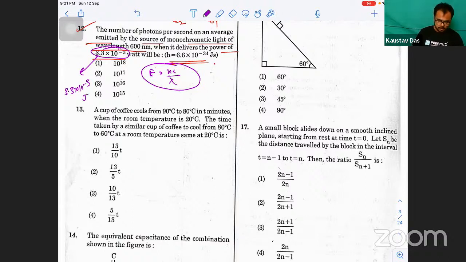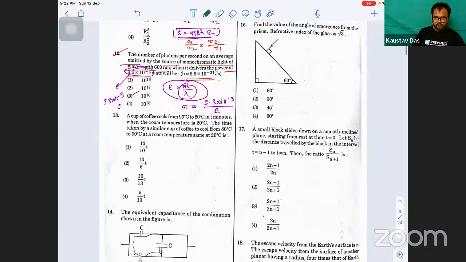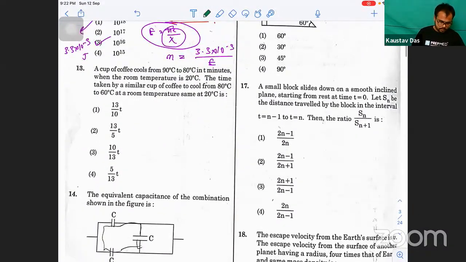That is the total energy delivered, since power delivered is given. So my answer for the number of photons is going to be the total energy, which is 3.3 into 10 to the power minus 3, divided by the energy of 1 photon that we calculate from hc by lambda. Lambda is given as 600 nanometers, which is 600 into 10 to the power minus 9 meter. If you calculate, it may take some time if you do not know the direct formula. The answer we have found is 10 to the power 16 photons. I hope this answer is 10 to the power 16 when you get the answer key from the NTA, so I hope this answer is correct.